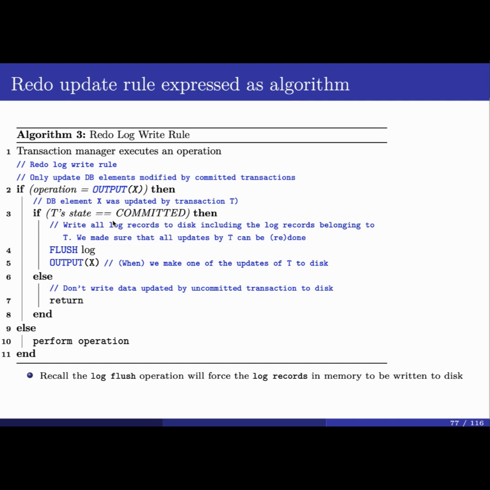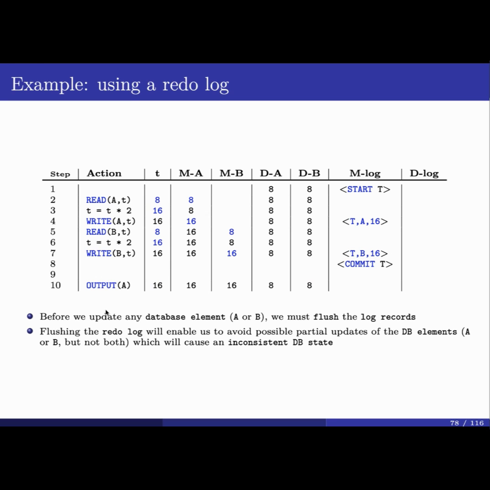If the state of the transaction is not committed, that means don't write right now, delay this and make sure the transaction is committed. Else you continue to perform the rest of the operations that we have. So take a look at the example here.